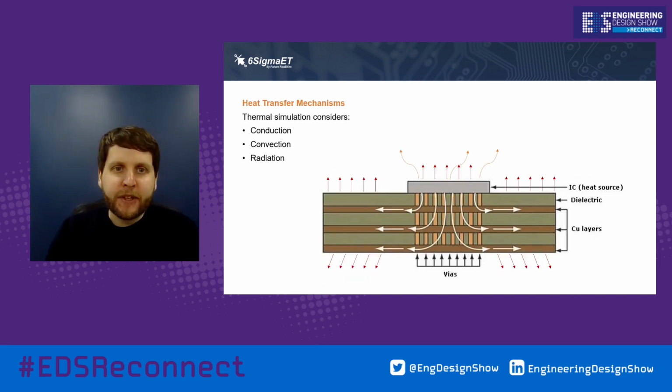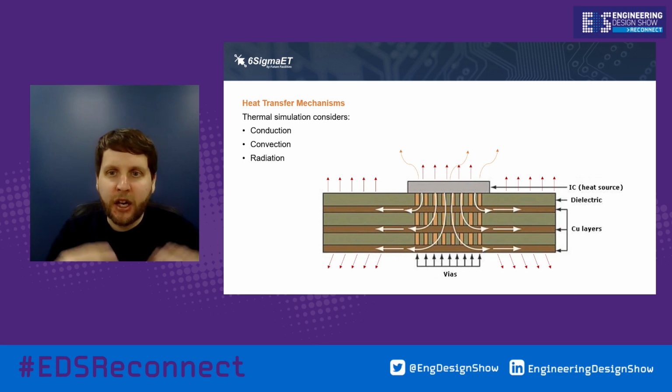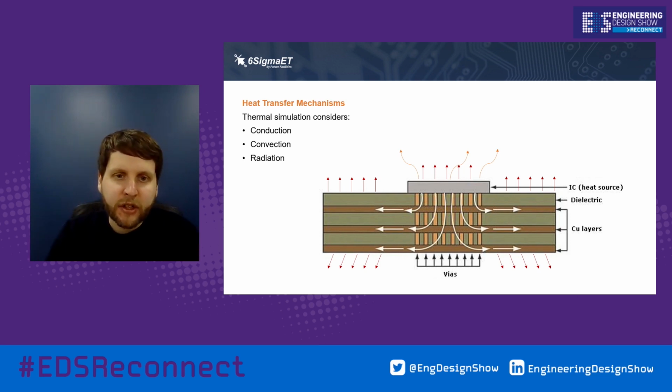And thermal simulation can predict all 3 modes of heat transfer. So convection, which is heat transfer into moving air or fluid. Conduction, which is heat transfer into a solid, and also radiation, so heat transfer through radiation. So we can model all those 3 factors, which, depending on your design, will be important to ensure that your device does not overheat.